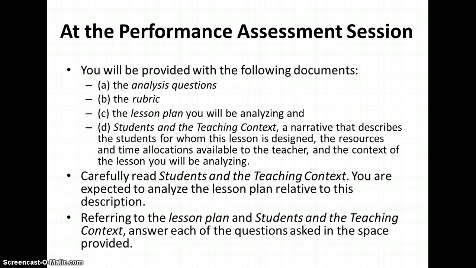So basically, the students in teaching context gives you the scenario for which the lesson plan is being taught. You will carefully read students in the teaching context because, again, you're expected to analyze the lesson plan relative to this description. And then refer to the lesson plan and students in the teaching context as you answer each of the questions in the space provided.